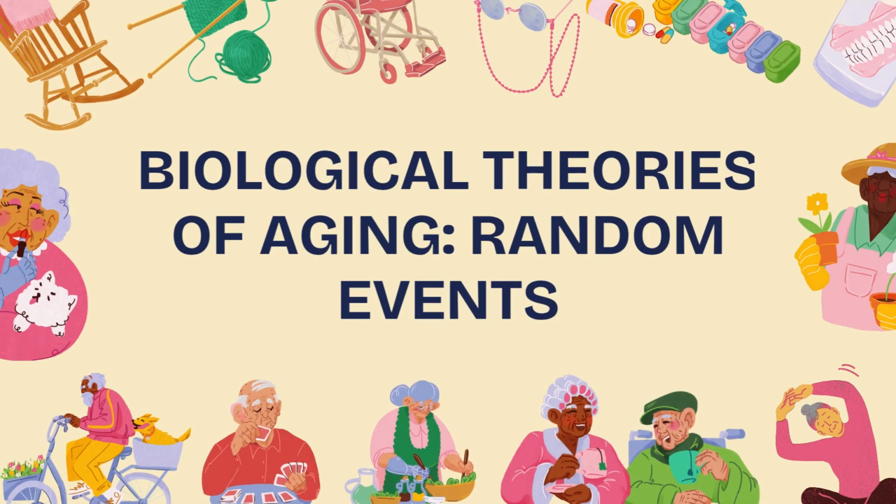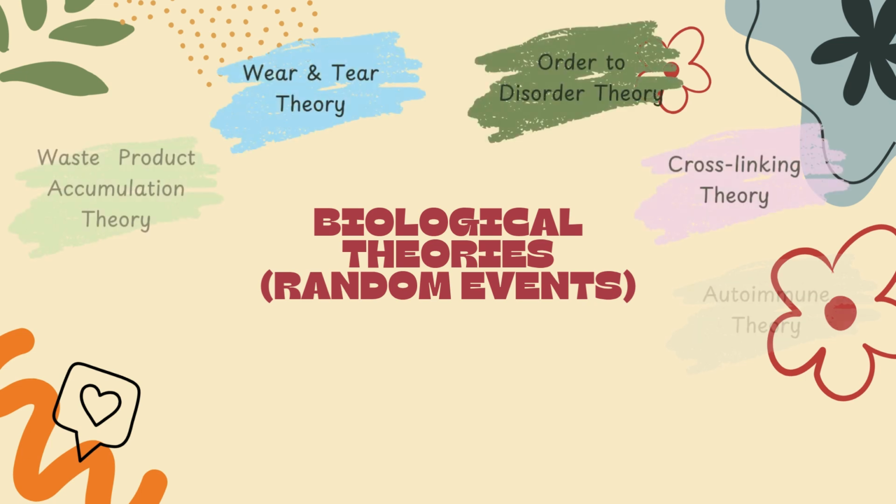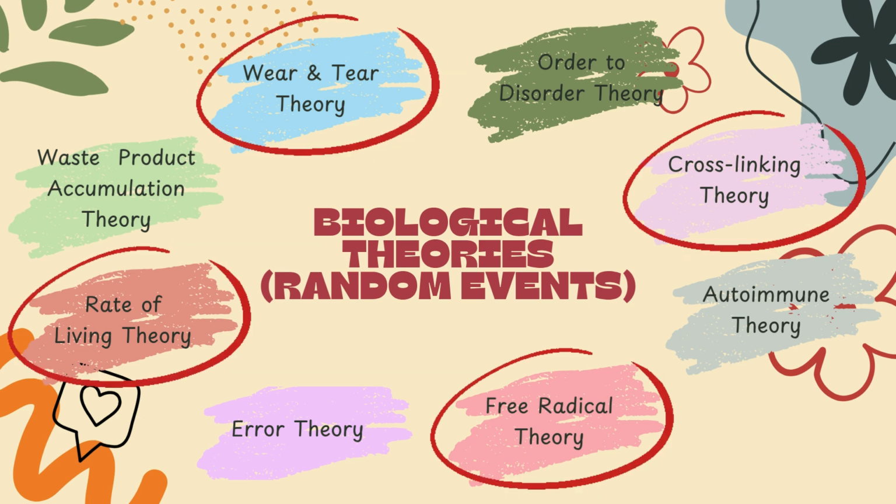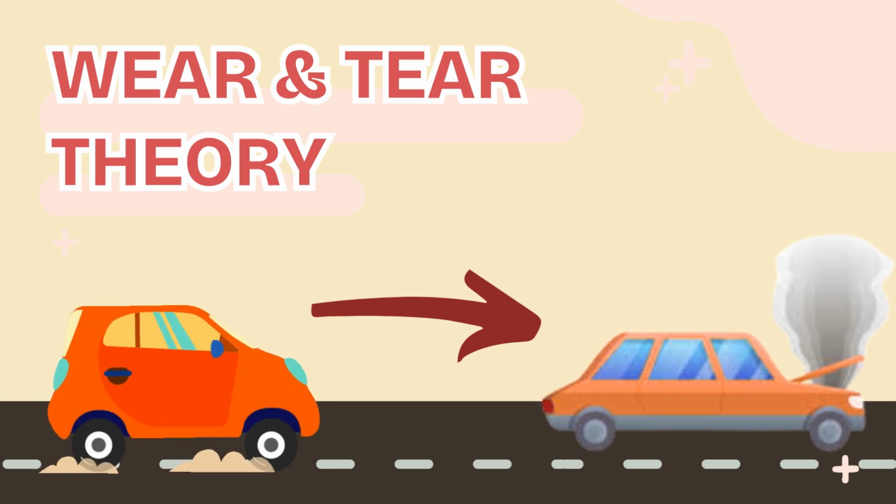Hello! In this video, we will be talking about theories of aging, biological theories and random events. In the biological theories, random events, there are 8 theories. But in this video, we will only be talking about 4 theories: wear and tear, cross-linking, rate of living, and free radical theories. The first theory is wear and tear theory.